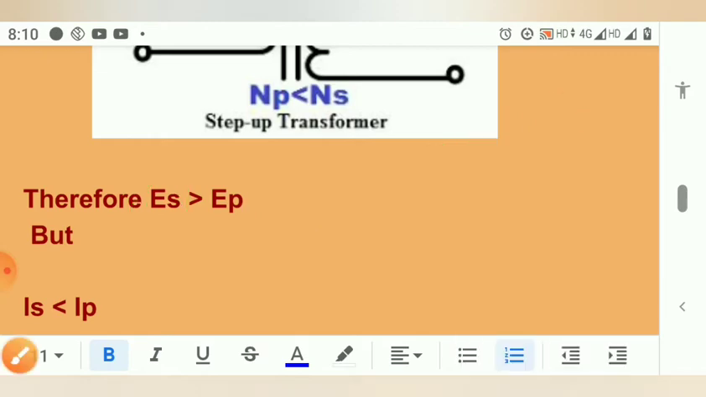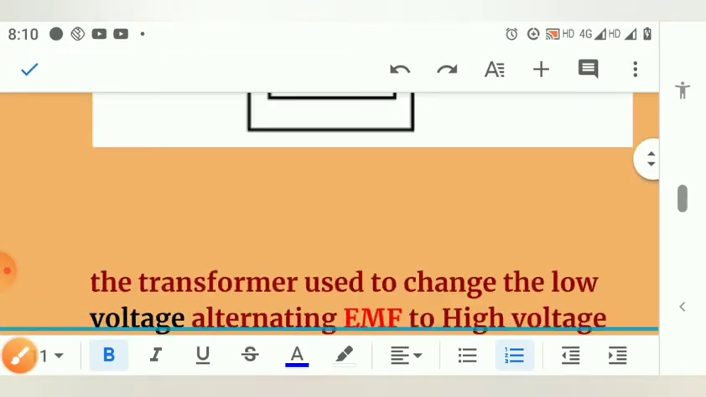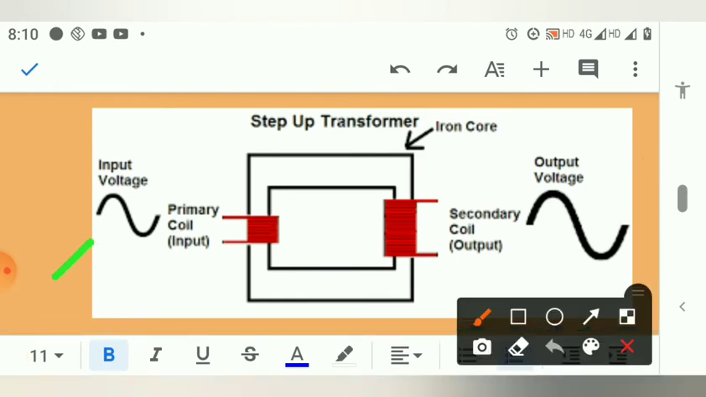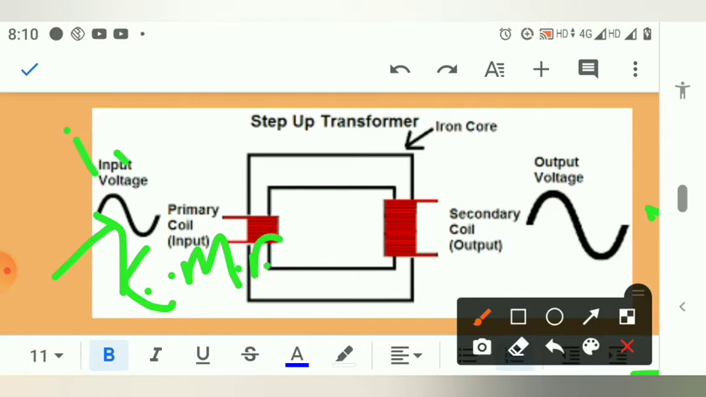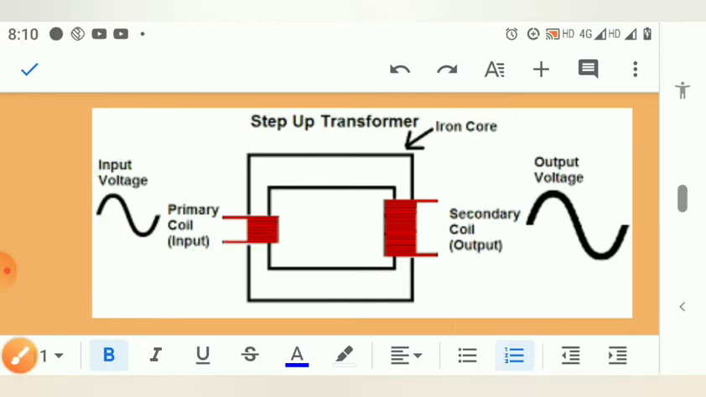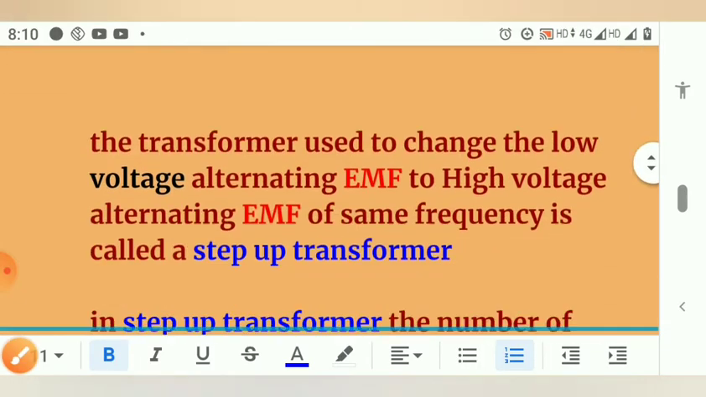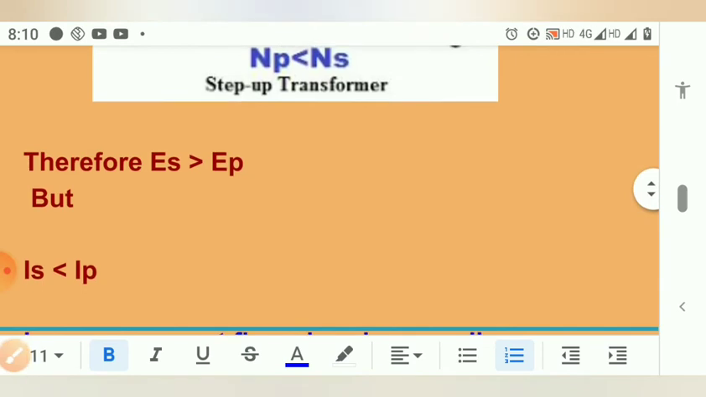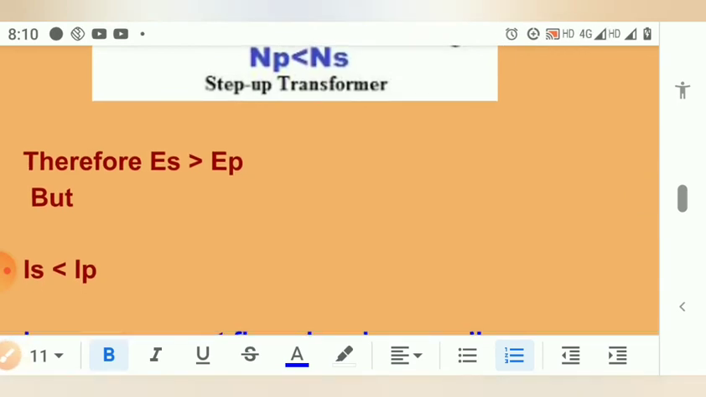Here the given EMF, which is the input, is called the input EMF, and this is called the output EMF. Now come to the point. Therefore ES is greater than EP.